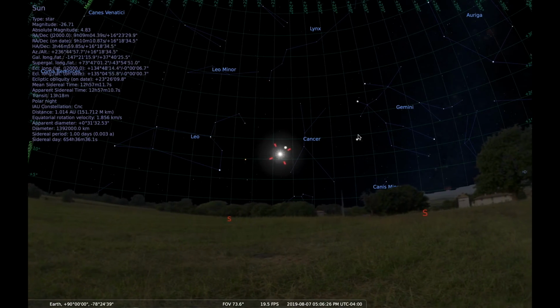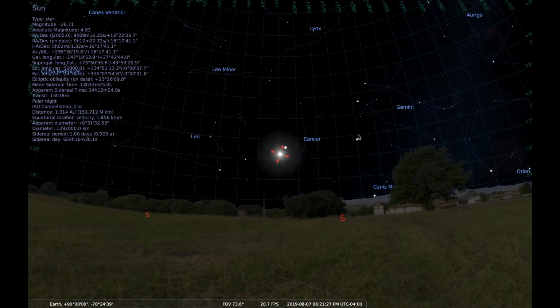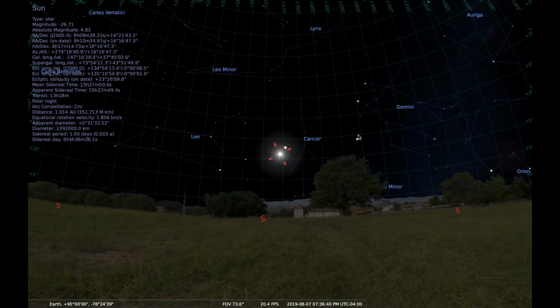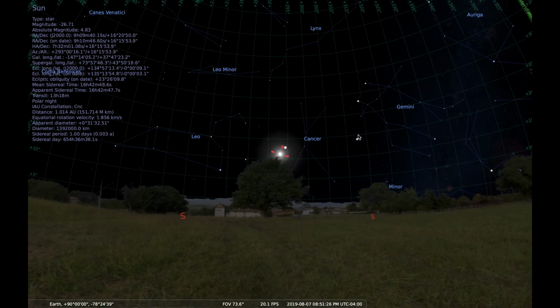And that's because when you're at the North Pole, your horizon is directly below the axis of the Earth's rotation. So nothing can rise or set because of your latitude.